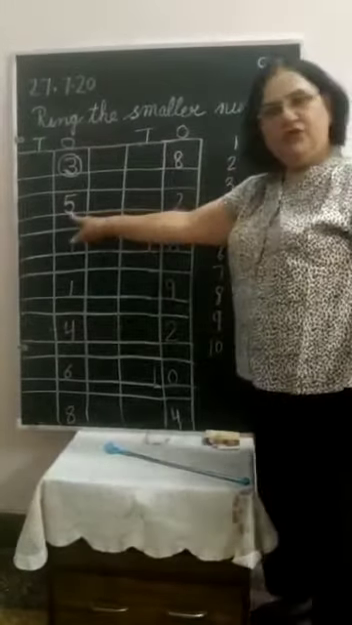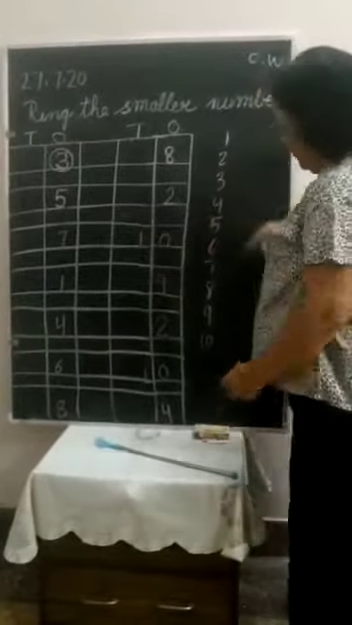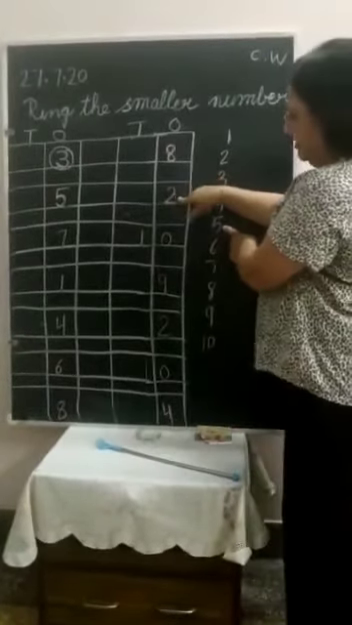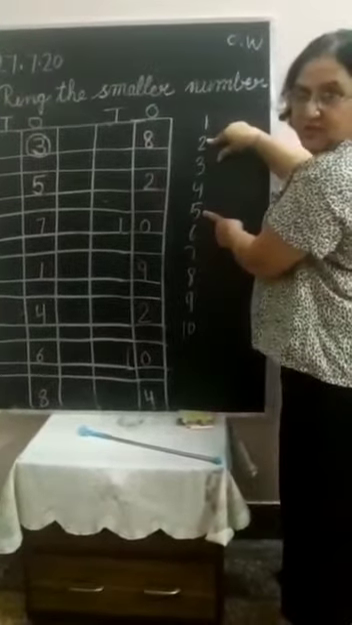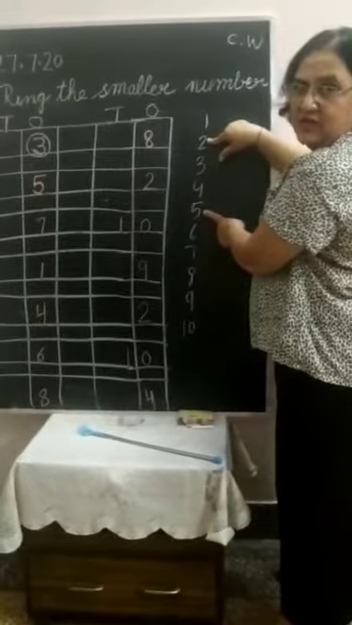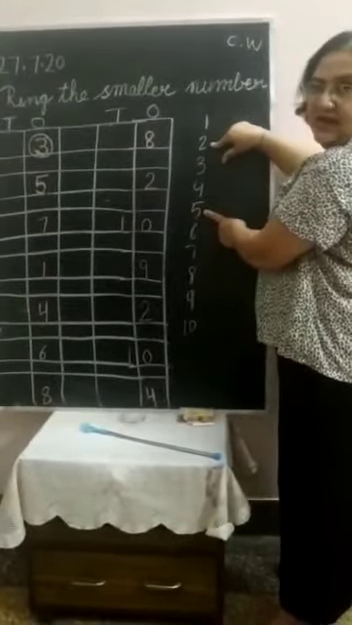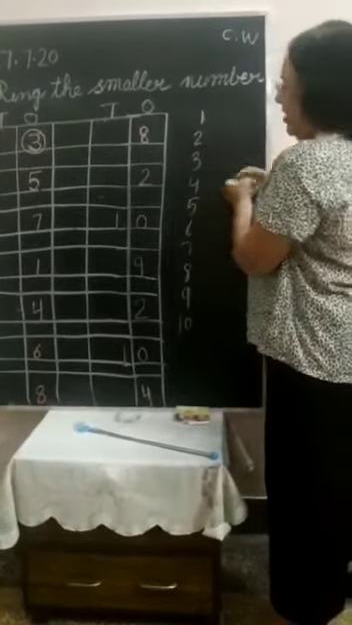Here, we have two numbers. 5 and 2. Where is 5? Here is 5. And where is 2? Here is 2. अब दोनों फिंगर्स में से हमारी ऊपर वाली फिंगर कौन सी है? Which number is which finger is on the smaller number? ये जो फिंगर हमारी ऊपर है, that is called smaller number.